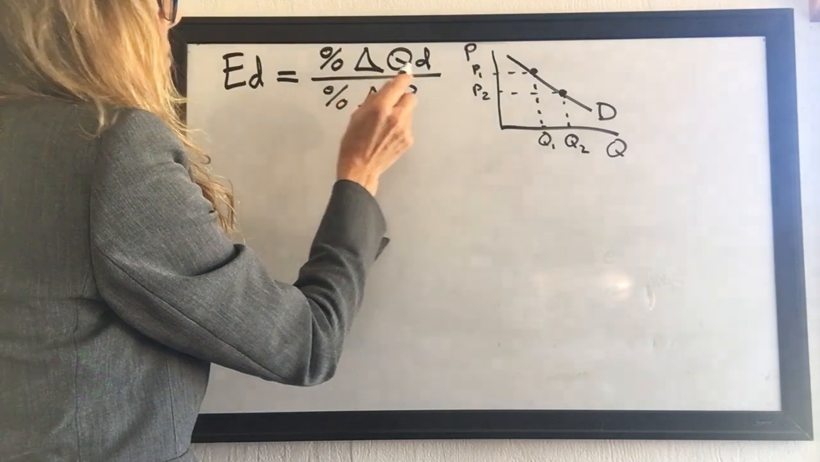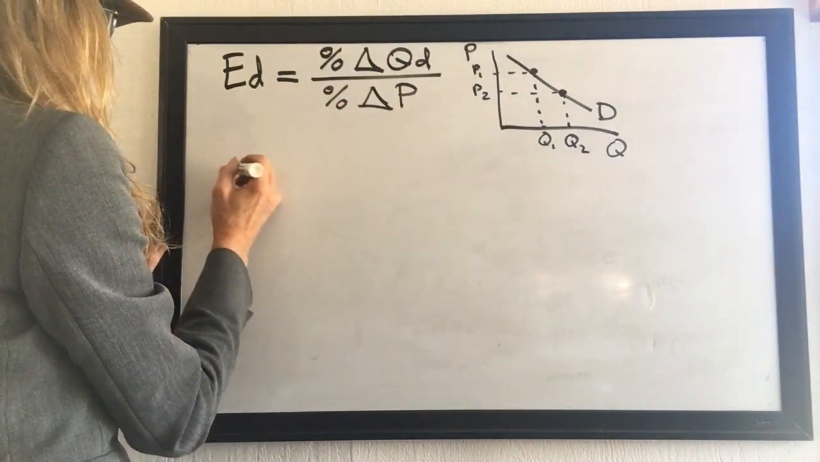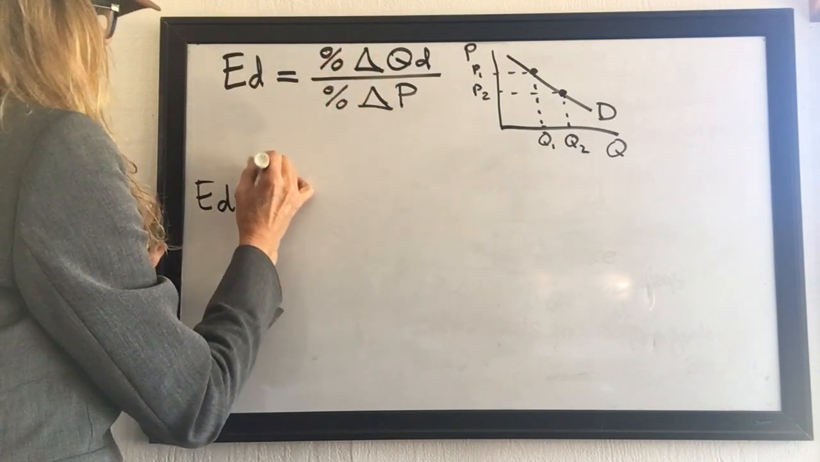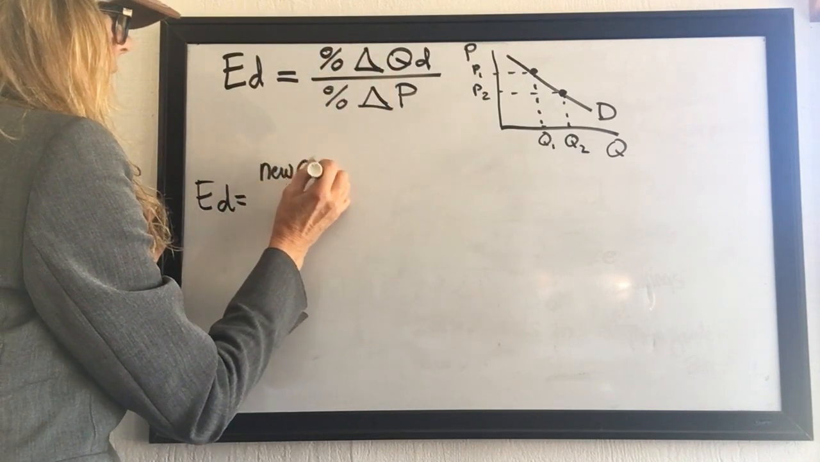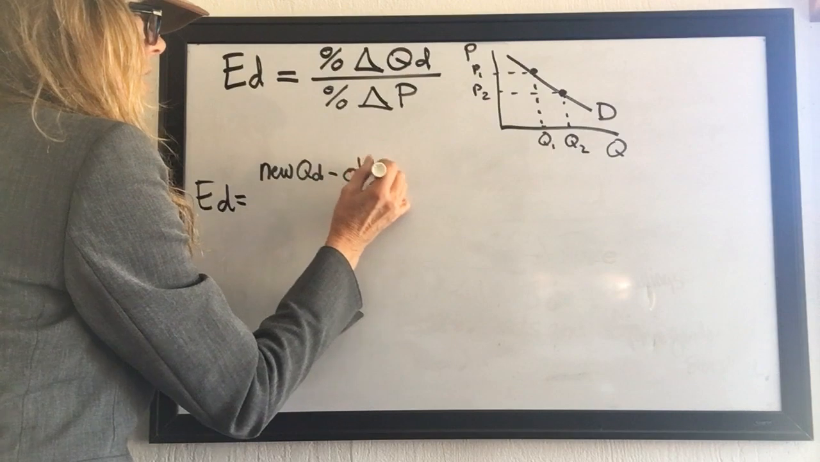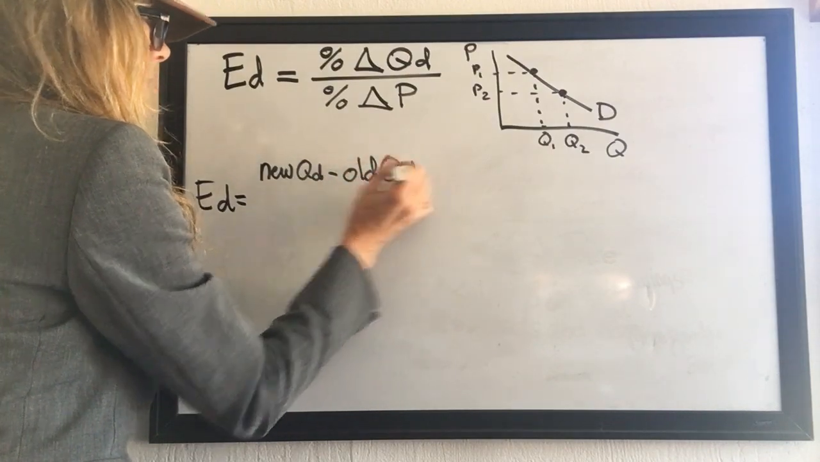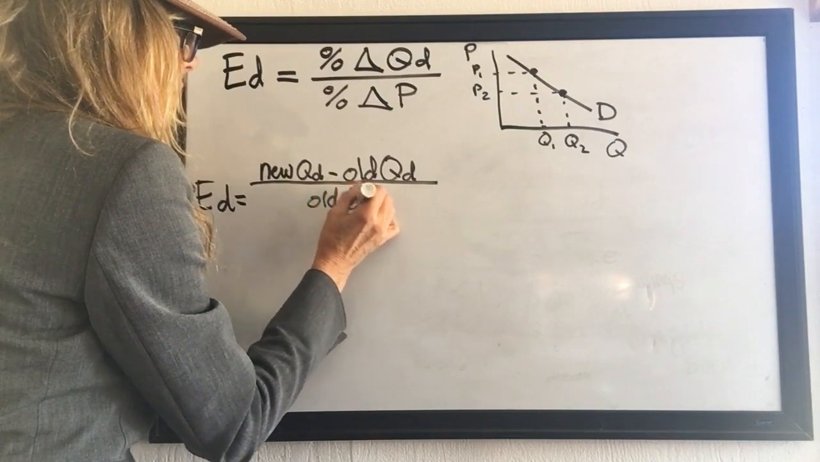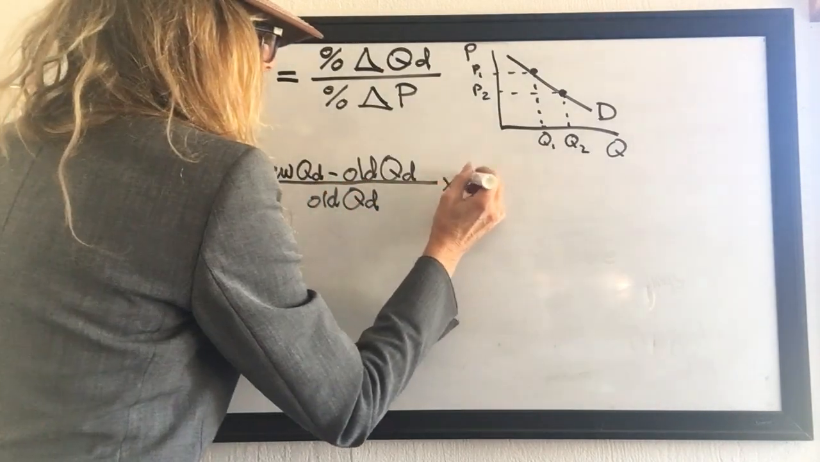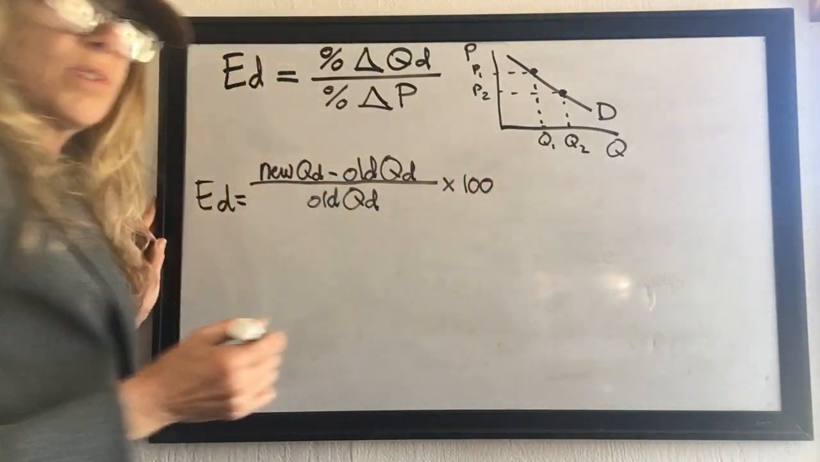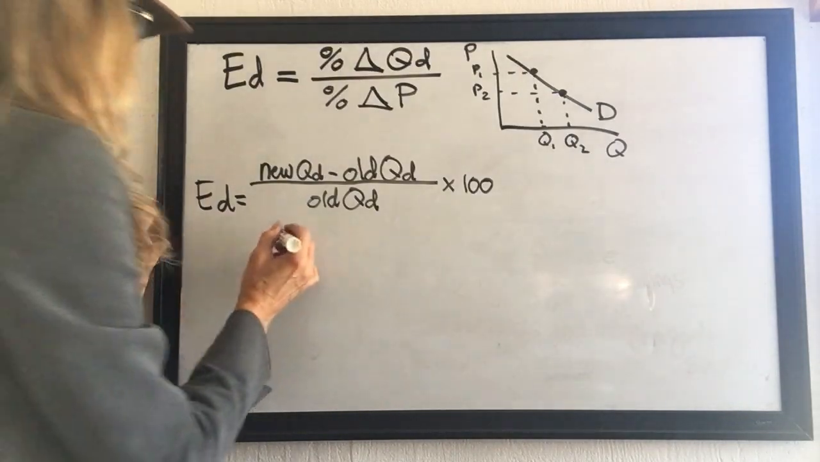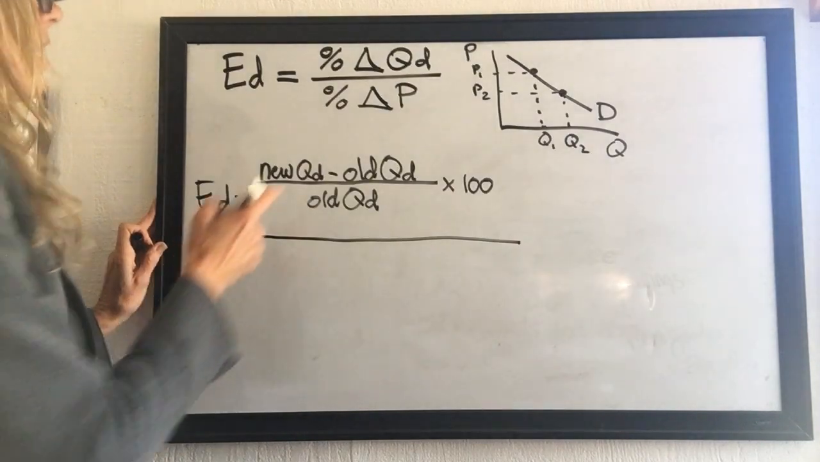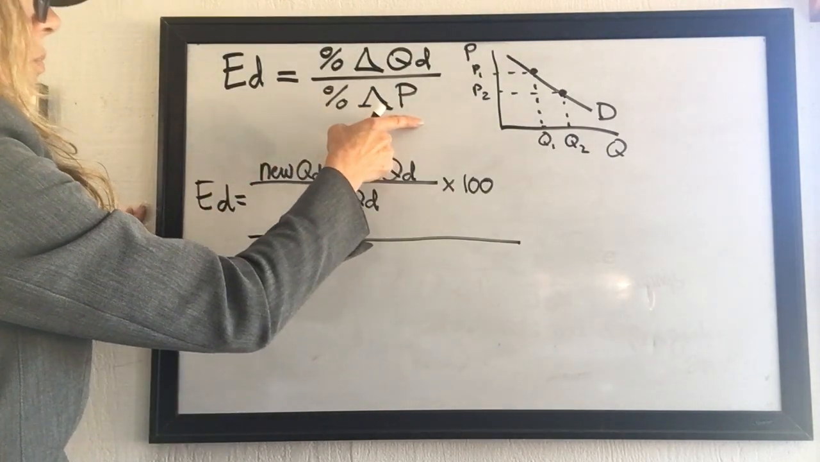So we want to take a percent change in quantity demanded. Elasticity of demand is equal to the new quantity demanded minus the old quantity demanded, divided by the old quantity demanded, times 100. That's a percent change, okay? That's our numerator. The denominator is going to be a percent change in price.